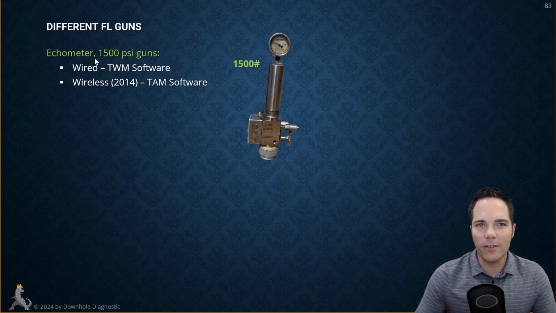But here's the Echometer 1500 PSI gun right here, and it comes in a wired version, which is the older, and then the wireless came out in 2014. There are different software packages that come standard with these guns. Okay, this is the old software, TWM. This is the new software, TAM. I'll talk about that on the next slide.